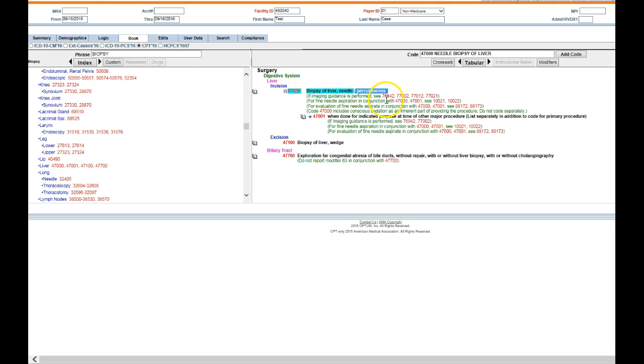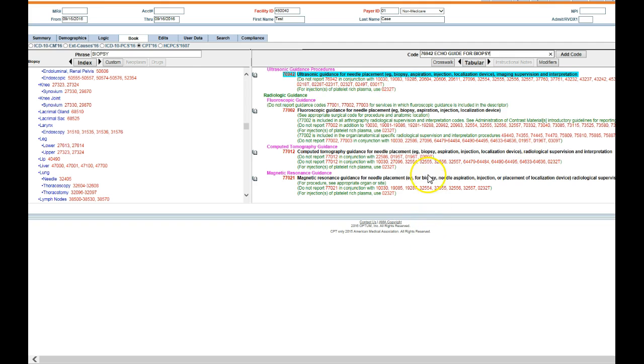So we're safe with 47000, and then we have to review these codes associated with imaging guidance because the provider used the CT scan to help him render this service. Now we have ultrasonic guidance. We know that the provider did not do ultrasound. Ultrasound was not mentioned in the report. So we're going to continue to move down until we find a radiology code that best matches what was rendered today. We see fluoroscopic guidance. The provider did not mention anything with fluoroscopy.